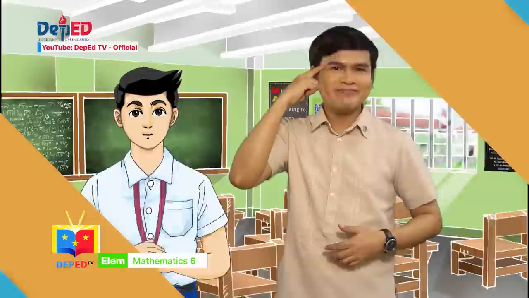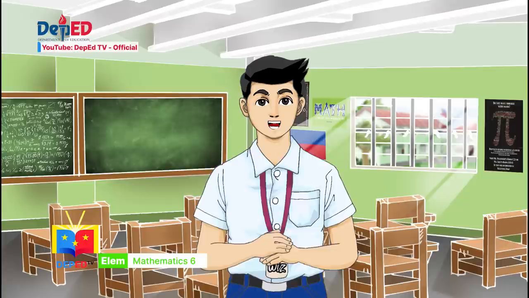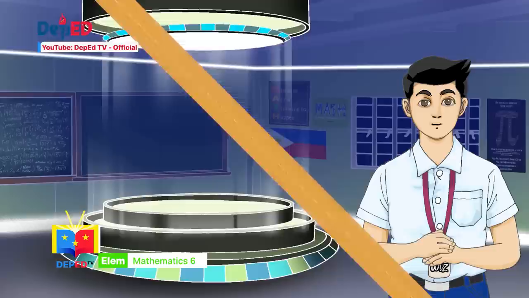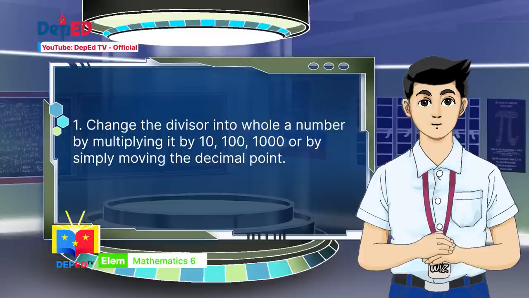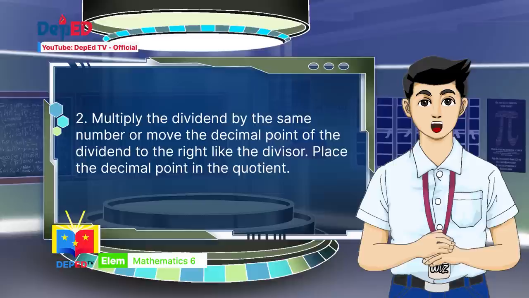Mateo, can you tell them again how do we divide decimals by whole numbers and by decimals or mixed decimals? Thank you, Maestro Olaso. Today, I have learned that in dividing decimals by whole numbers and by decimals or mixed decimals, you need to first, change the divisor into a whole number by multiplying it by 10, 100, 1000, or by simply moving the decimal point. Second, multiply the dividend by the same number or move the decimal point of the dividend to the right like the divisor. Place the decimal point in the quotient.